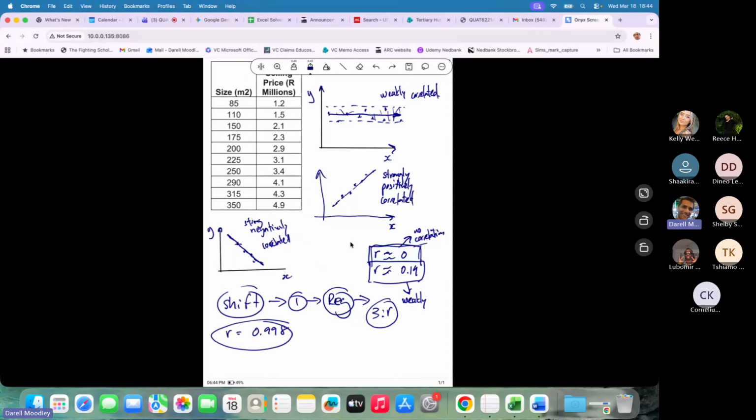Now, just so you know, R can take on values as low as -1 and as high as 1. That's the maximum it can go. Now, don't worry about the negative sign for now. I just want you to focus on the value. What you need to take away is that if your value is 0.8 and above, then it's a very strong correlation. That's a very strong correlation.